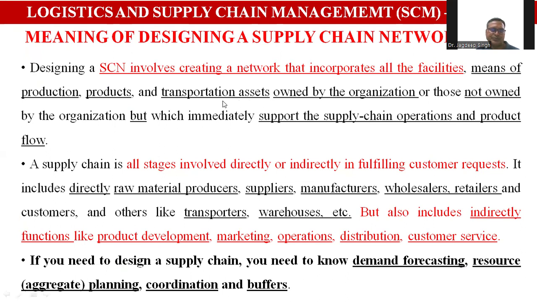And a supply chain is all stages involved directly or indirectly in fulfilling customer requests. It directly includes raw material producers, suppliers, manufacturers, wholesalers, retailers, and customers, and others like transporters, warehouses, etc. But it also indirectly includes functions like product development, marketing, operations, distribution, customer service, etc. If you need to design a supply chain, you need to know demand forecasting, the resource means aggregate planning, and coordination and buffers.